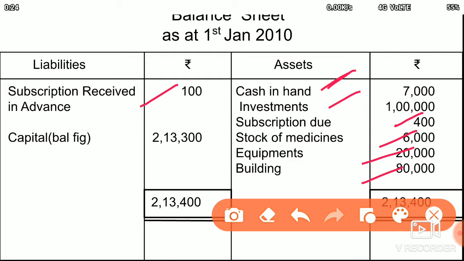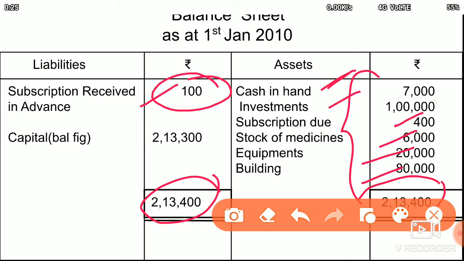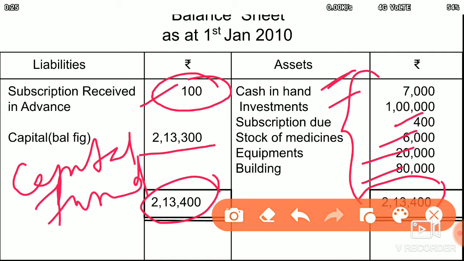Now after we enter all this, we add all the assets, it comes to 2,13,400. So we write the amount on both sides, and after writing that amount on both sides, we deduct the liabilities which were there, that is subscription received in advance. We deduct the liabilities, then we get the balancing figure. The balancing figure is nothing but, it is not capital, but it will be a capital fund. This should have been capital fund, so there is a printing error here, so it will be capital fund, and this is the balancing figure. So our capital fund is 2,13,300.